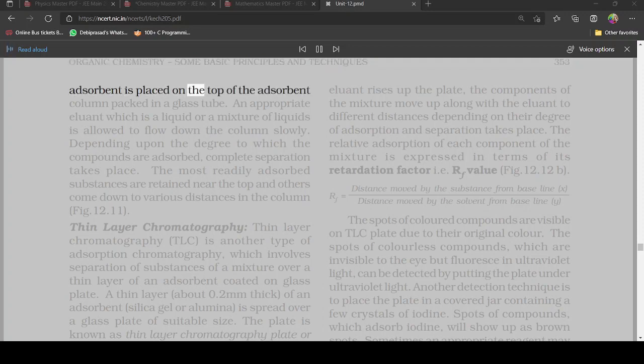The mixture adsorbed on adsorbent is placed on the top of the adsorbent column packed in a glass tube. An appropriate eluent, which is a liquid or a mixture of liquids, is allowed to flow down the column slowly. Depending upon the degree to which the compounds are adsorbed, complete separation takes place. The most readily adsorbed substances are retained near the top, and others come down to various distances in the column.